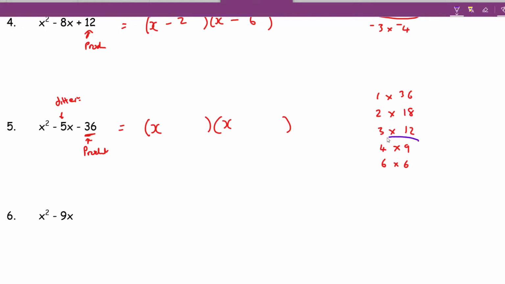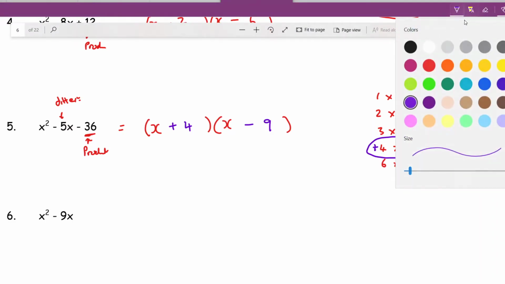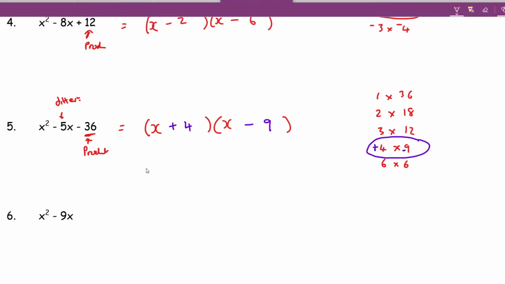Just highlight that first of all. Now the difference there is 5, but we want a difference of minus 5, so we make the big number negative and the smaller number positive. So what you end up with is a plus 4 here and a minus 9 here. Now it doesn't matter which way around you put them, it makes no difference because of commutativity.